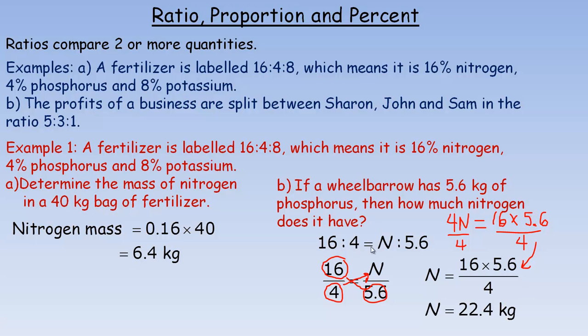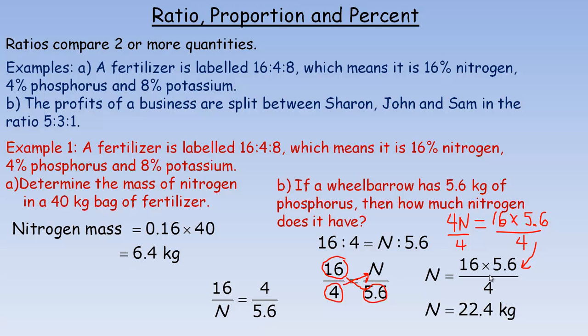Now, this is our set of two equal ratios here. Instead of writing 16/4 equals N over 5.6, you can also write the first number over the first number, 16 over n, equals the second number over the second number, 4 over 5.6. Notice when I do the cross multiplying, I'm still multiplying 16 by 5.6 and dividing by 4. So it works out to the same thing.